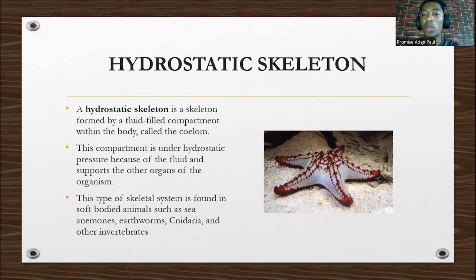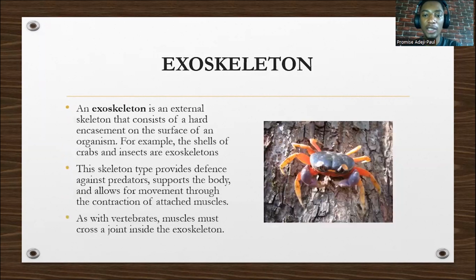The name hydra means water or fluid, meaning liquid. So there is liquid inside that provides pressure that keeps them up and supports them. These are examples of organisms that possess a hydrostatic skeleton.